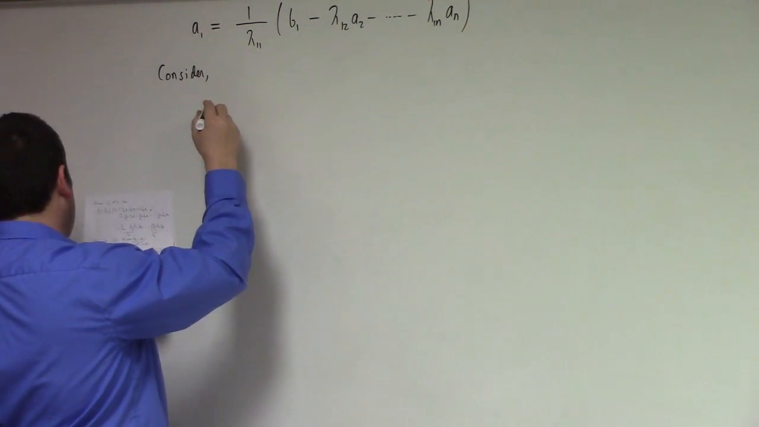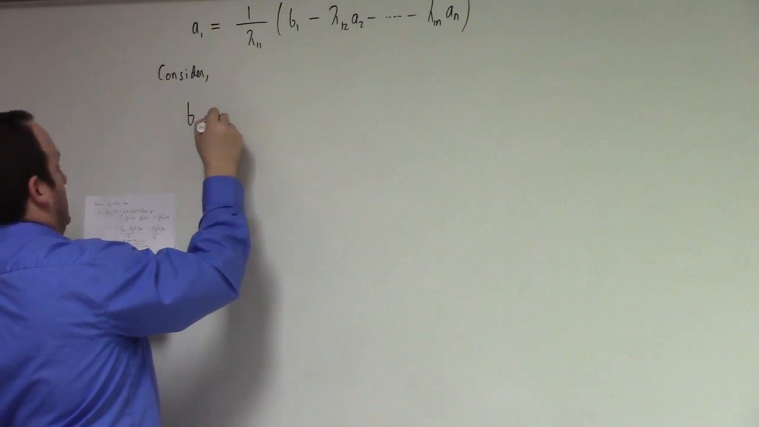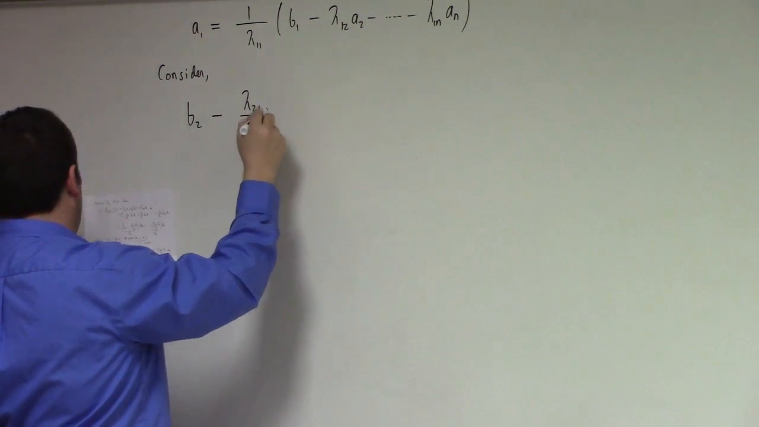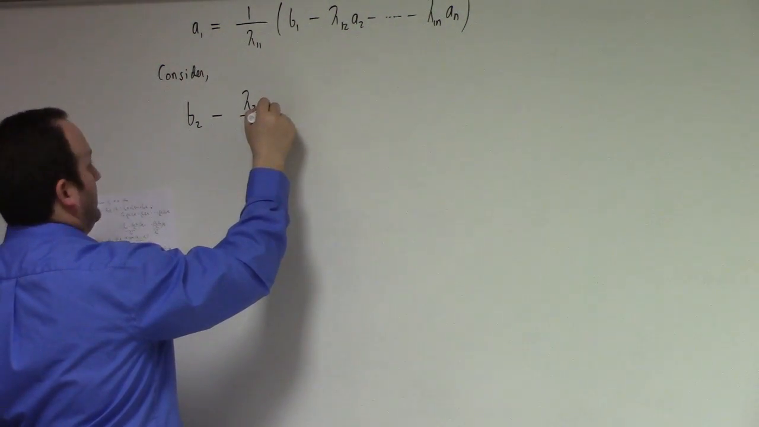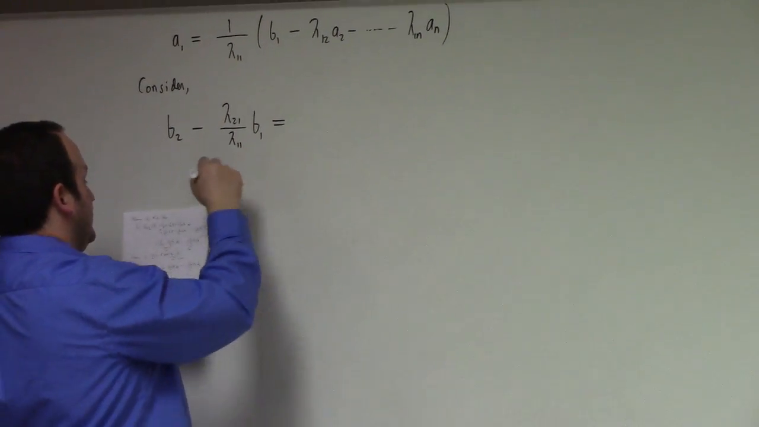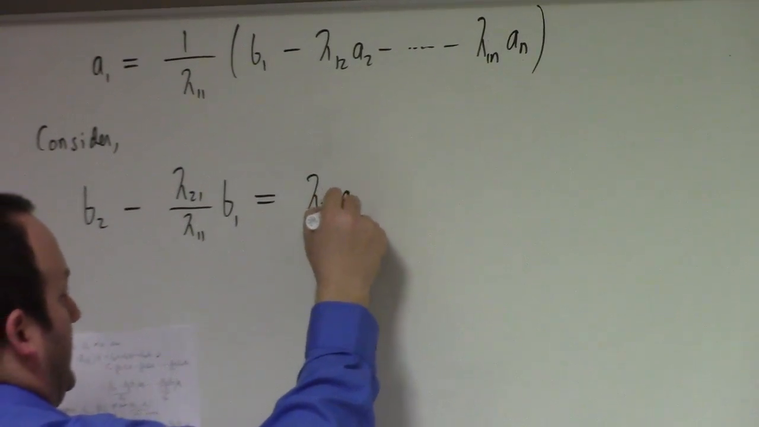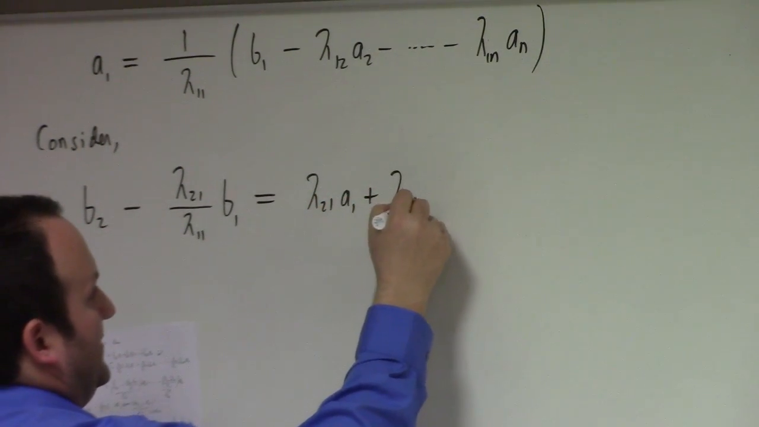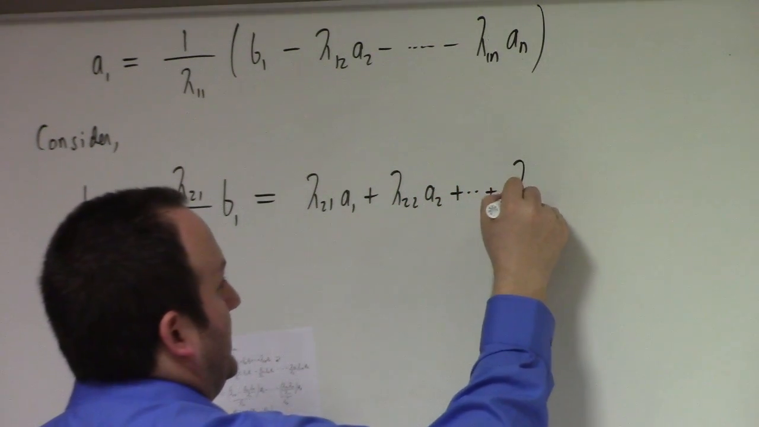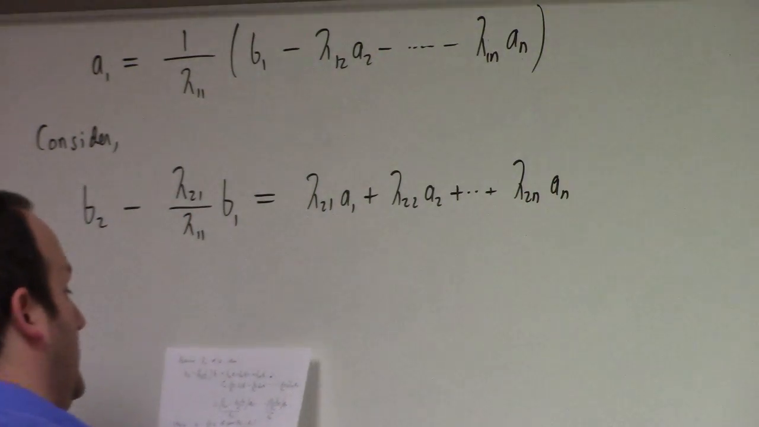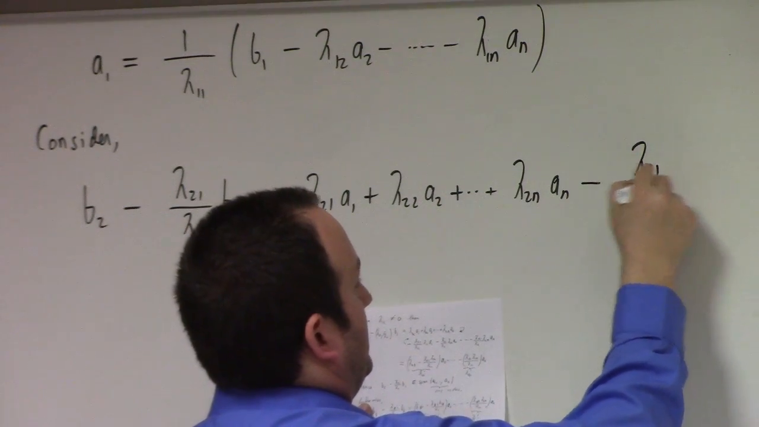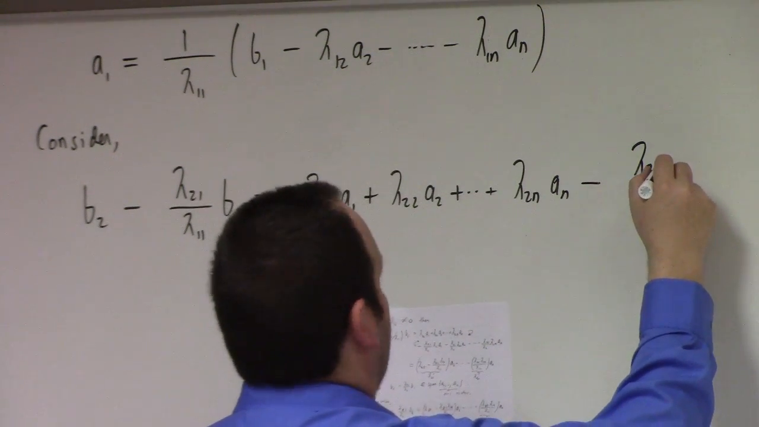So following Curtis again, what we're going to do is look at b2 minus lambda 2 divided by lambda 1 times b1. What is that? Well, b2 is lambda 21 a1 plus lambda 22 a2 plus, up to, lambda 2n an. And then minus lambda 2 over lambda 1 times b1.